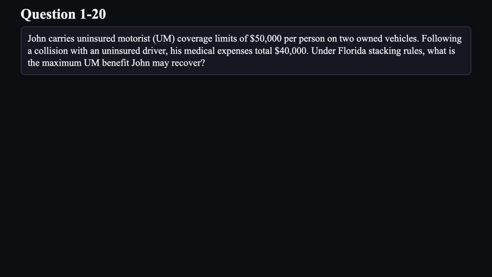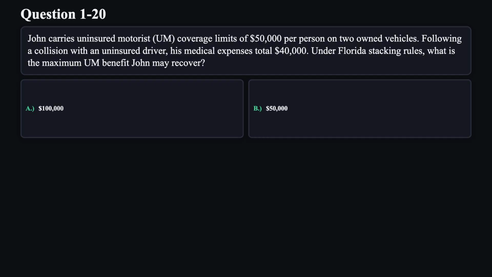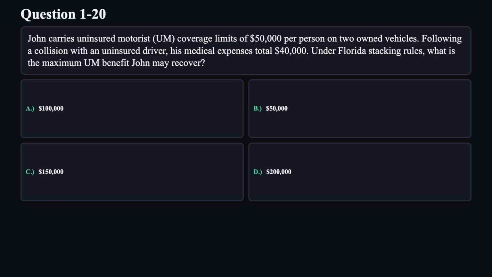Question 20. John carries uninsured motorist coverage limits of $50,000 per person on 2 owned vehicles. Following a collision with an uninsured driver, his medical expenses total $40,000. Under Florida stacking rules, what is the maximum benefit John may recover? A. $100,000. B. $50,000. C. $150,000. D. $200,000.